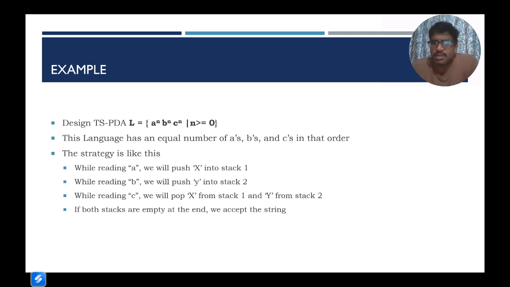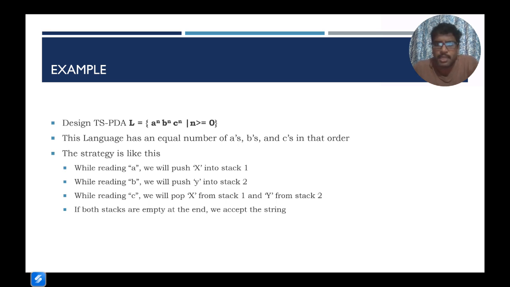Here the strategy for this language is, while reading A, we will push X into stack 1. That is, A is converted into X and pushed into stack 1. While reading B, we will push Y into stack 2. After that, we read the C. We will pop the top of stack 1 and stack 2, that is X and Y from the stacks. If both stacks are empty at the end, we can say that the string is accepted by a two stack pushdown automata.